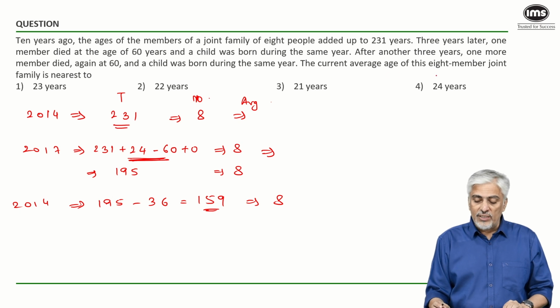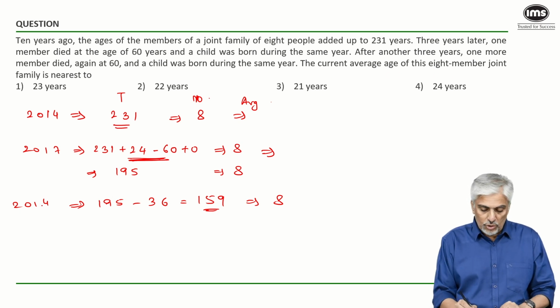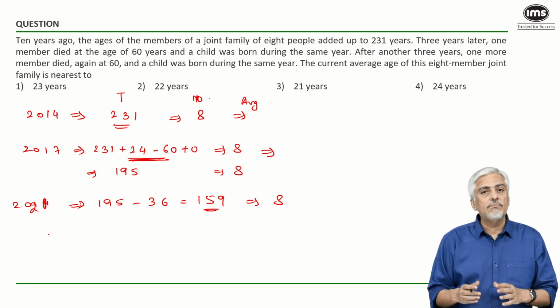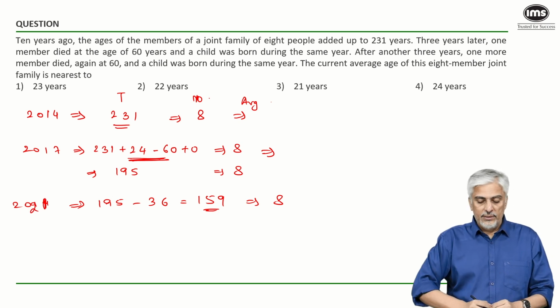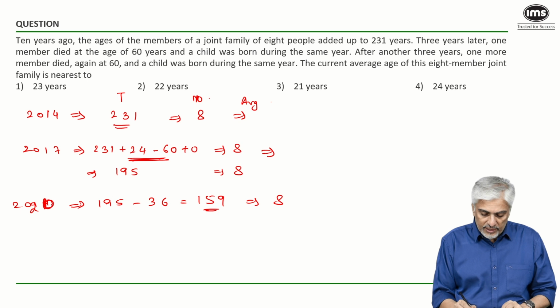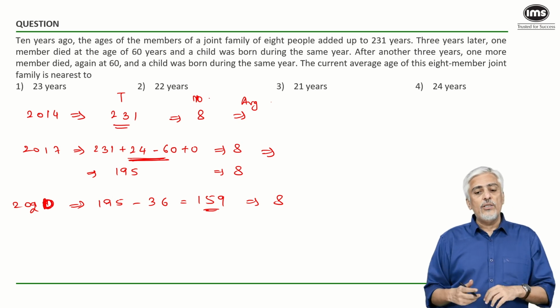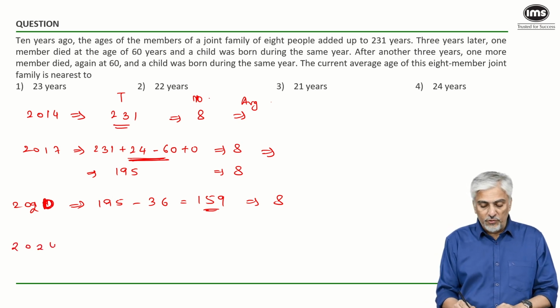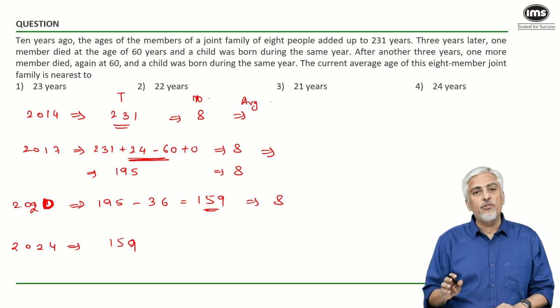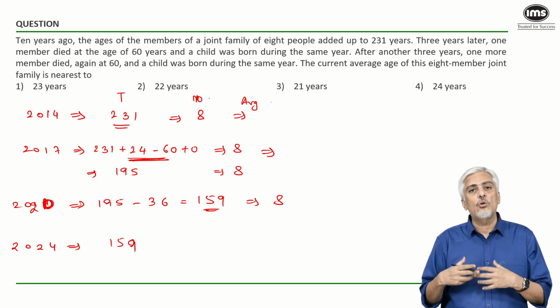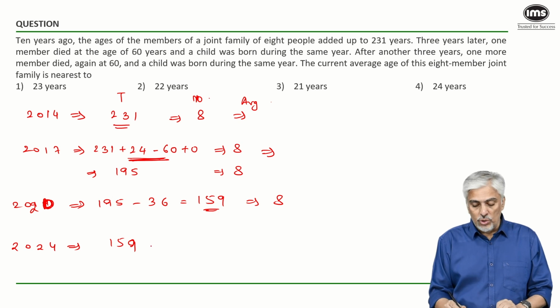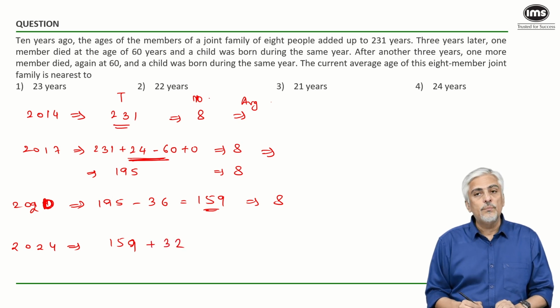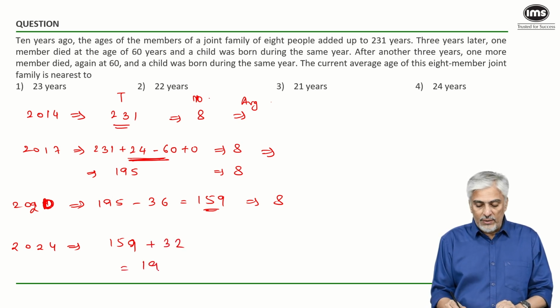The current age of the 8-member team, current is today. So this was not 2014, 21 this was. My bad, 21. Right? 3 years it was. So 2020. So now in 2024, present, 4 more years. Everybody will grow older by 4. That means the total age will increase by 32. That will become 191 for 8 members.